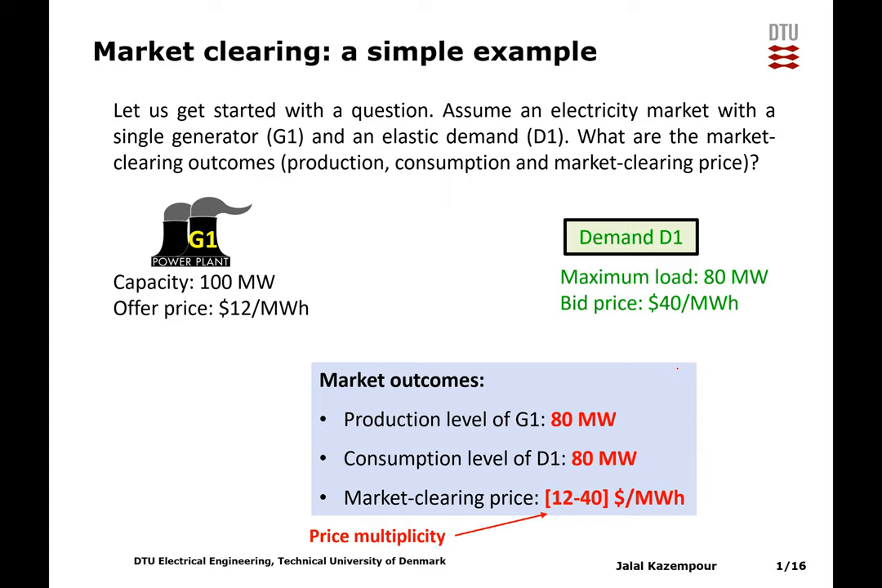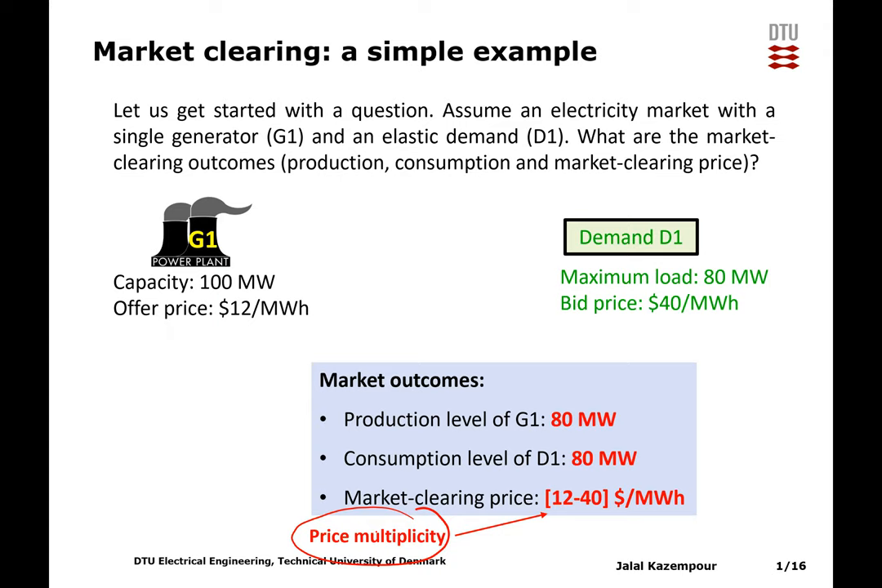So we have price multiplicity here, and different markets all over the world may have different regulations or rules for what to do if there is a range of potential prices. Because at any price between 12 and 40, both demand and generator are happy.